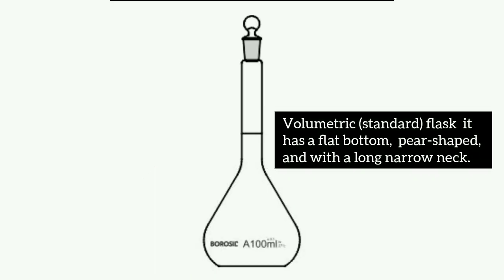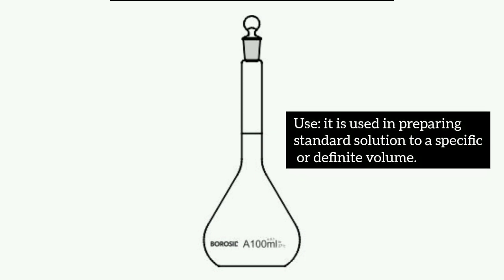Let's look at volumetric flask. That is what we call volumetric standard flask. It has a flat bottom, pear-shaped, and with a long narrow neck. What do we use it for? It is used in preparing standard solution to a specific or definite volume.